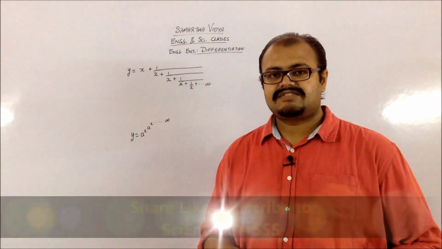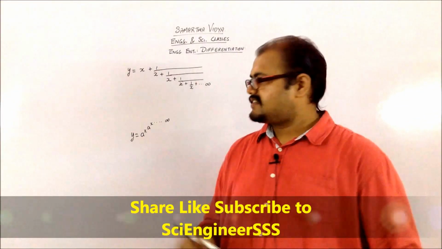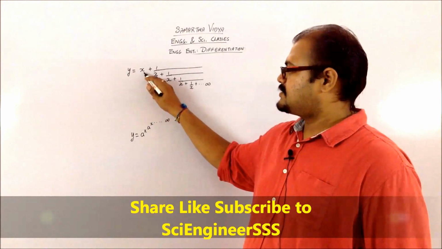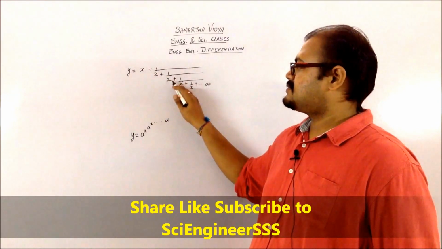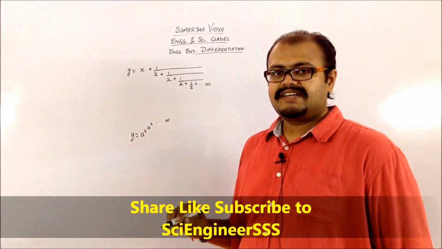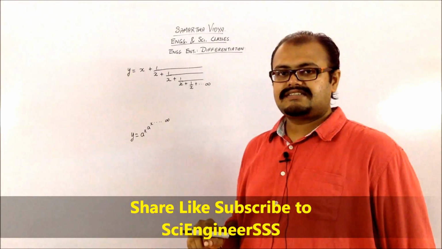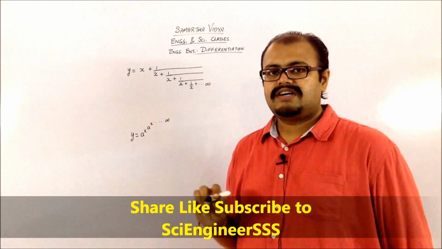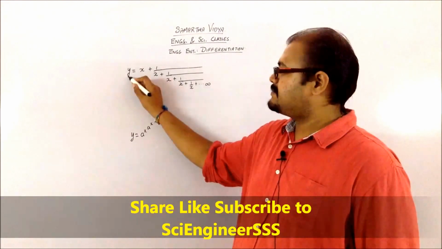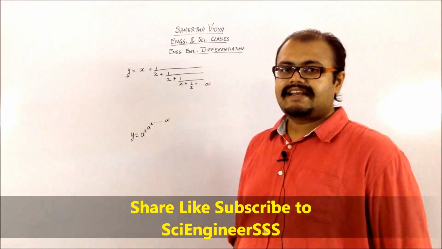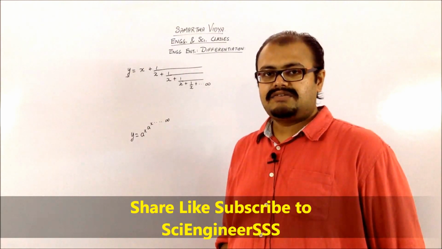So let us take these two examples of infinite series. In the first, y is equal to x plus 1 upon x plus 1 upon x and so on. What you can see is that it is an infinite series, a never-ending series. In this, you have to try to represent y on the right-hand side so that you will be able to solve this.